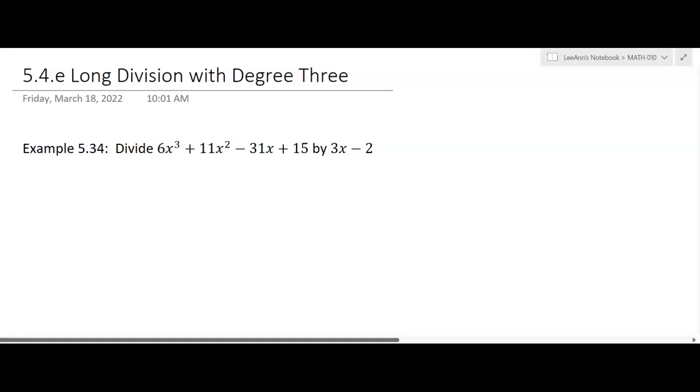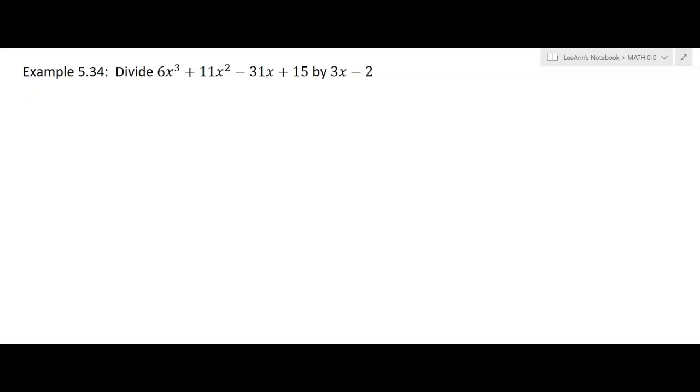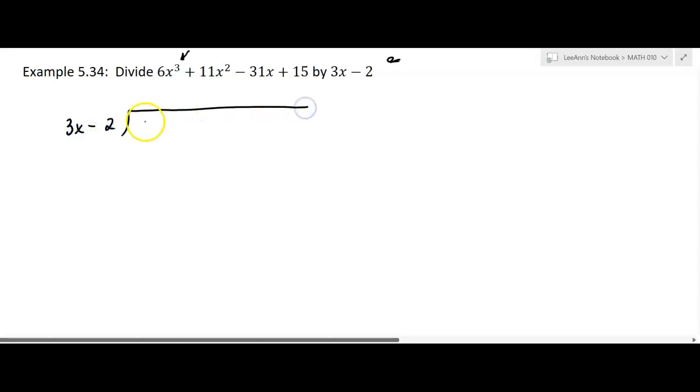Okay, so here's another example. We've raised the degree on the dividend to a degree 3, right there. And we're just going to write this up. Okay, so the divisor is over here, 3x minus 2, and we're dividing that into 6x cubed plus 11x squared minus 31x plus 15. Okay. So notice that it's in standard form.